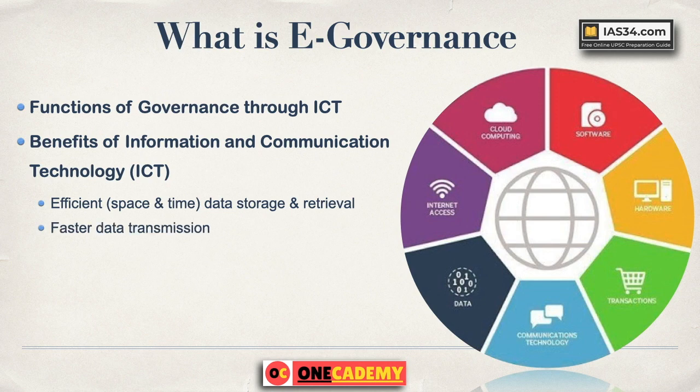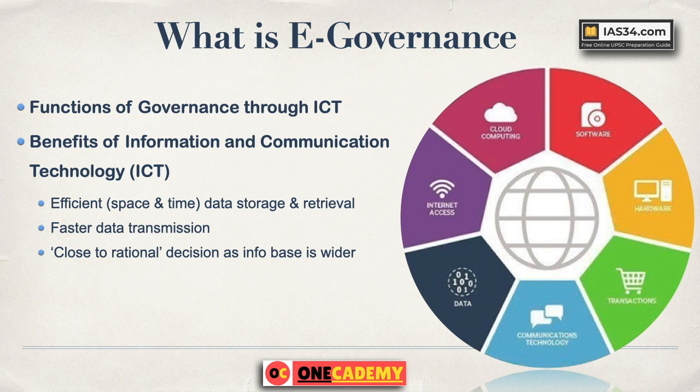Next, faster data transmission. Of course, if I want to send a letter, earlier the communication used to happen via post from here to Delhi government. If I want to send, it will take days. Next, close to rational decision as the info base is wider. Now your information is more because of more data storage and faster data retrieval. You have a larger information base to take decisions on.